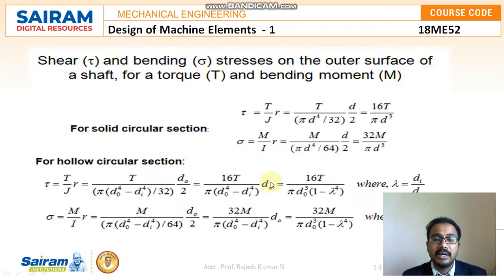955,000 times kilowatt divided by n. And here are the shear and bending stresses on the outer surface of a shaft for a torque T and bending moment M. For the solid circular section, we know that tau is equal to T by J into R, which is equal to T divided by pi d power 4 divided by 32 into d by 2. After simplification, we get 16T divided by pi d cube.